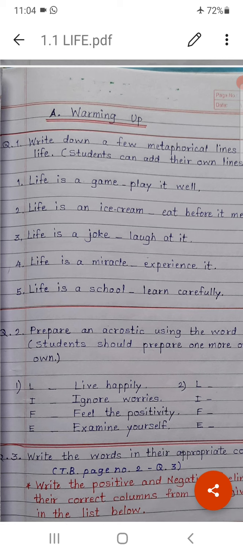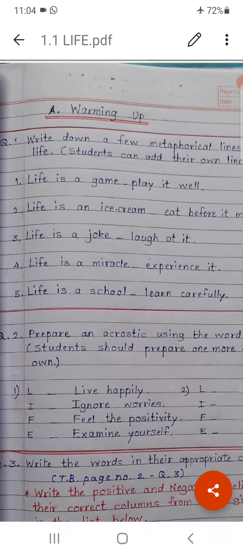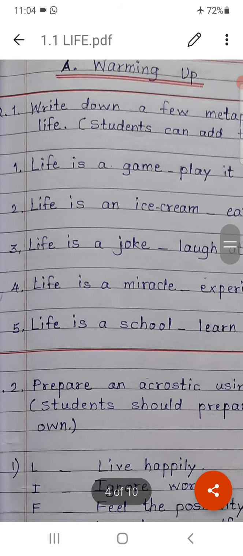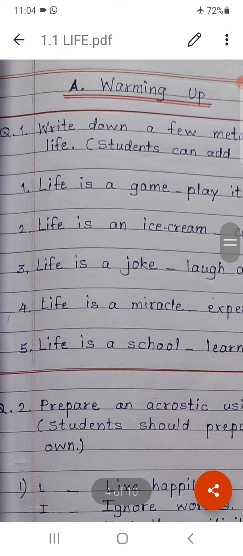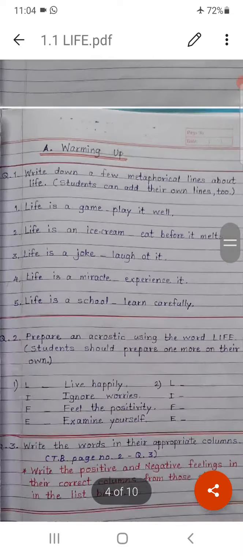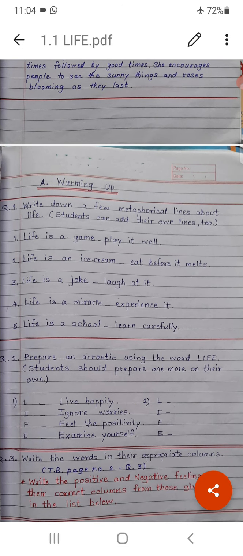So metaphorical lines, these types of lines you go through in your regular language. You might have read somewhere, you might have studied somewhere. So you can write these 5 lines, plus if you want to write some extra lines, you can add them there. You are always welcome. See here, life is a game, play it well. Then life is an ice cream, eat before it melts. Life is a joke, laugh at it. Life is a miracle, experience it. Life is a school, learn carefully. So these are metaphorical lines about life.